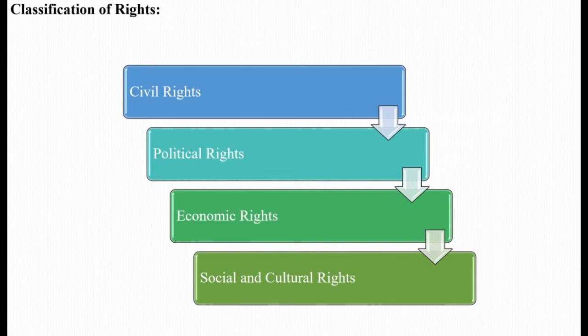B. Right against torture. It prohibits torture or cruel, inhuman, or degrading punishment and non-consensual medical and scientific treatment. C. Right against slavery. Slavery in all forms is prohibited. It also prohibits forced labor except in case of criminal punishment or military service.